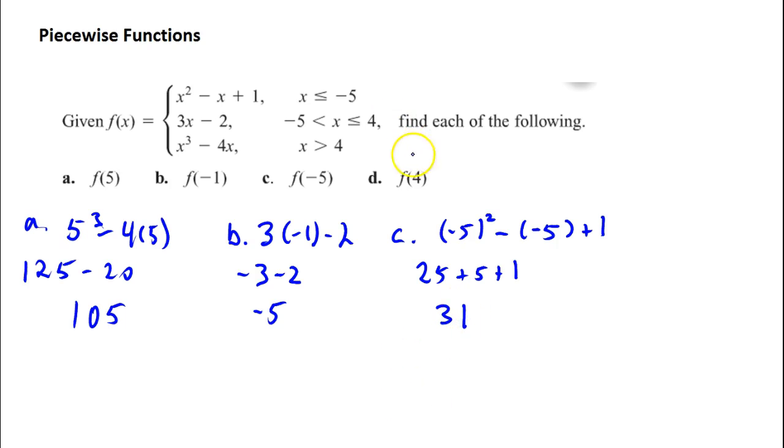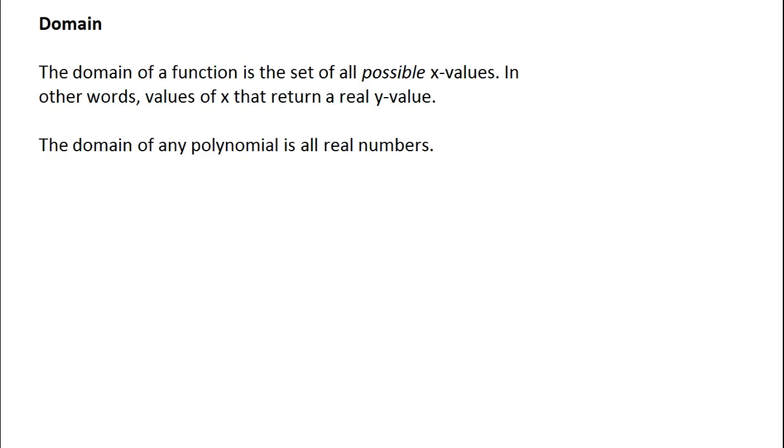And finally, f of 4. Well, if x equals 4, then we're going to use the middle one again. So for D, that's going to be 3 times 4 minus 2, which is 12 minus 2, which is 10. All right, let's talk about domain.